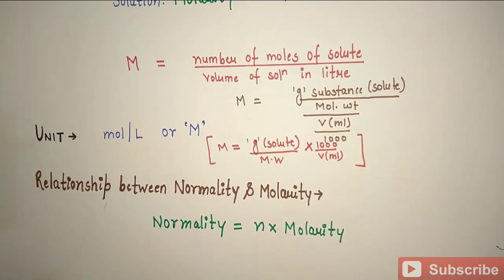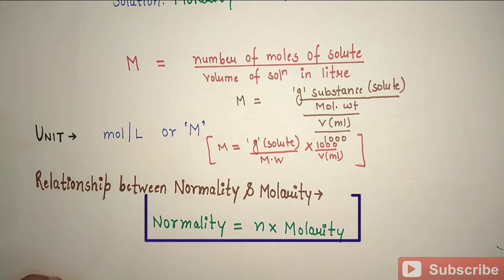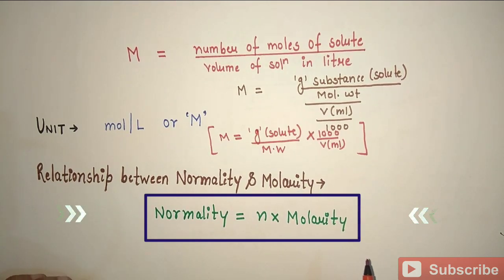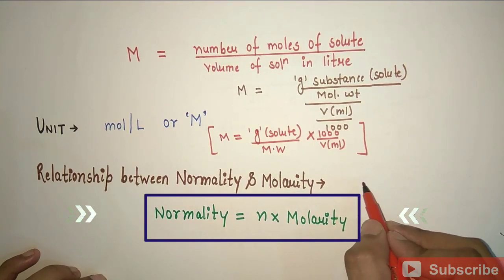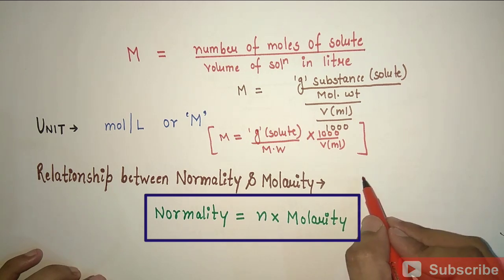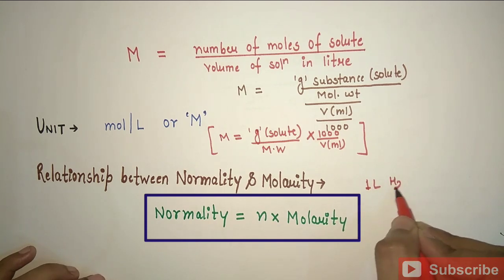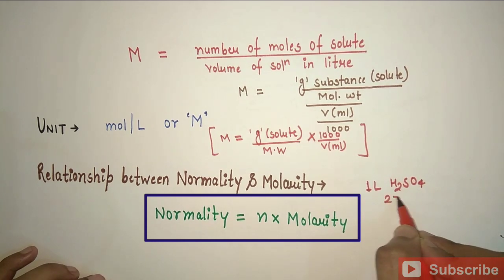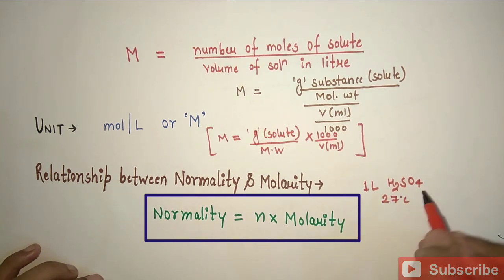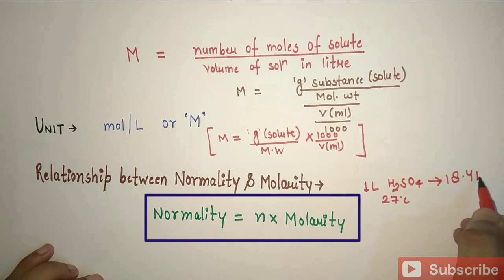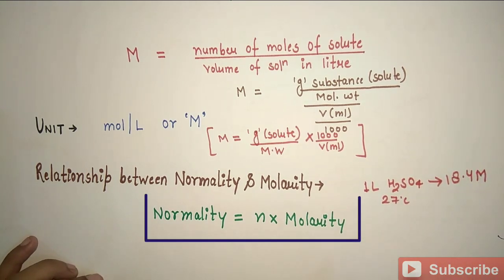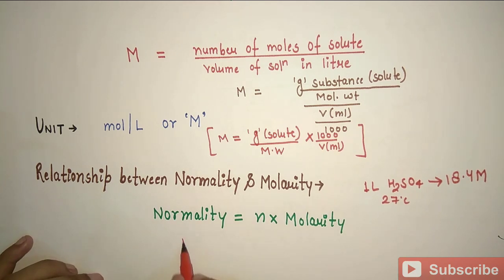Now let's see the relationship between normality and molarity. Normality is equal to n into molarity. Let's suppose the molarity of 1 liter of H2SO4 at room temperature is 18.4.